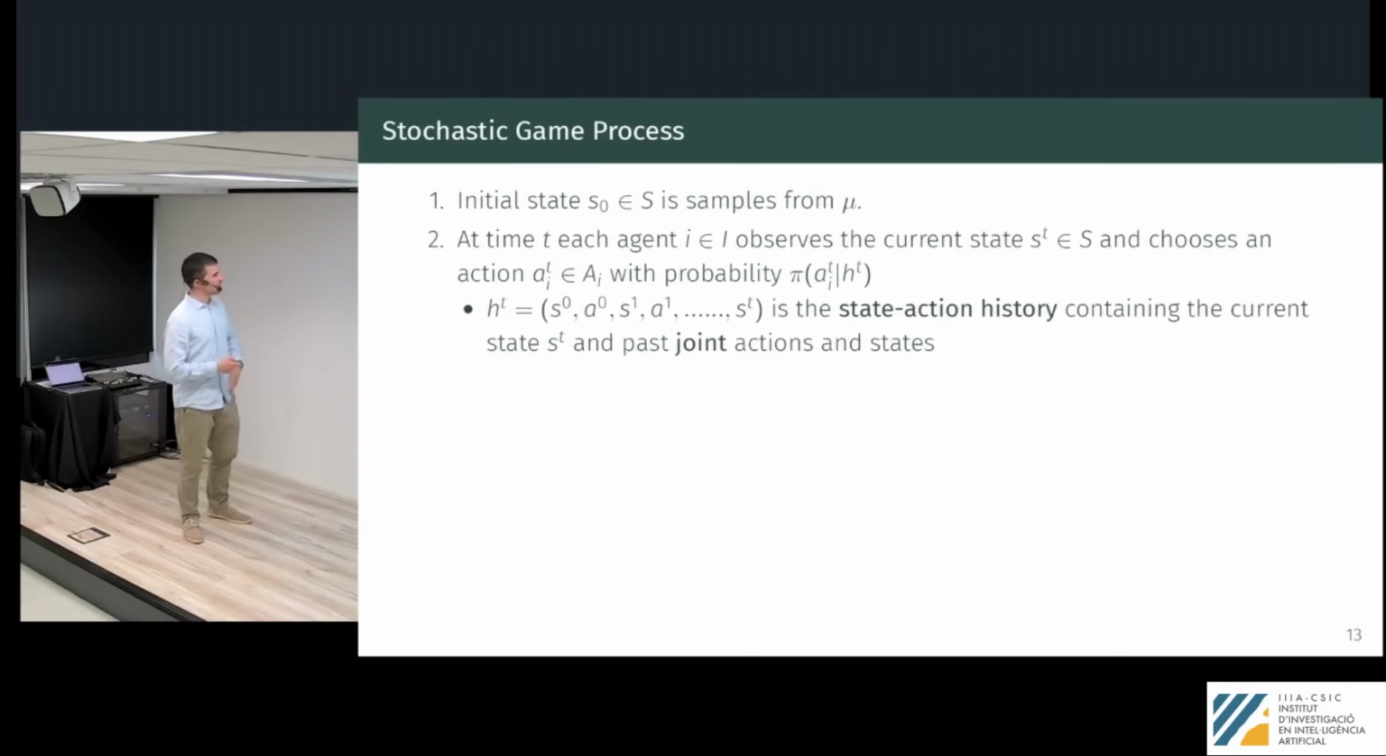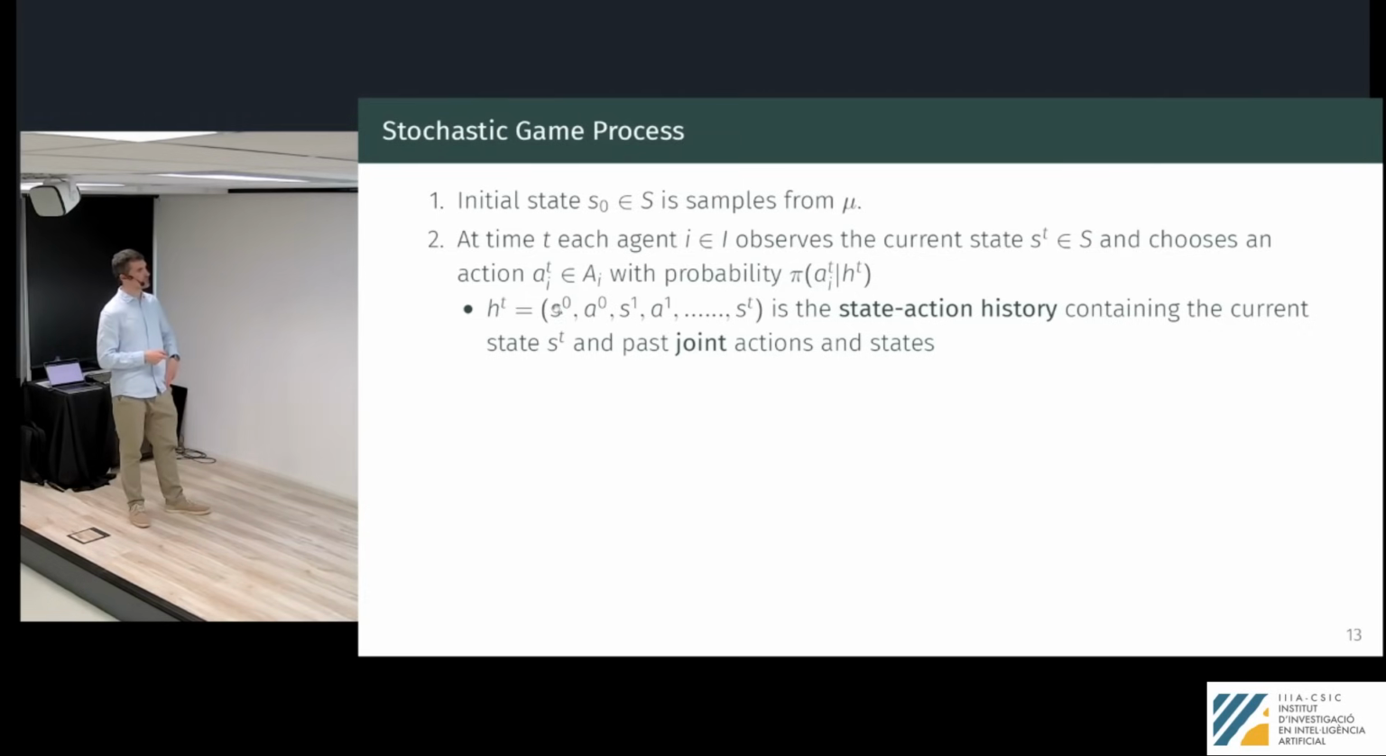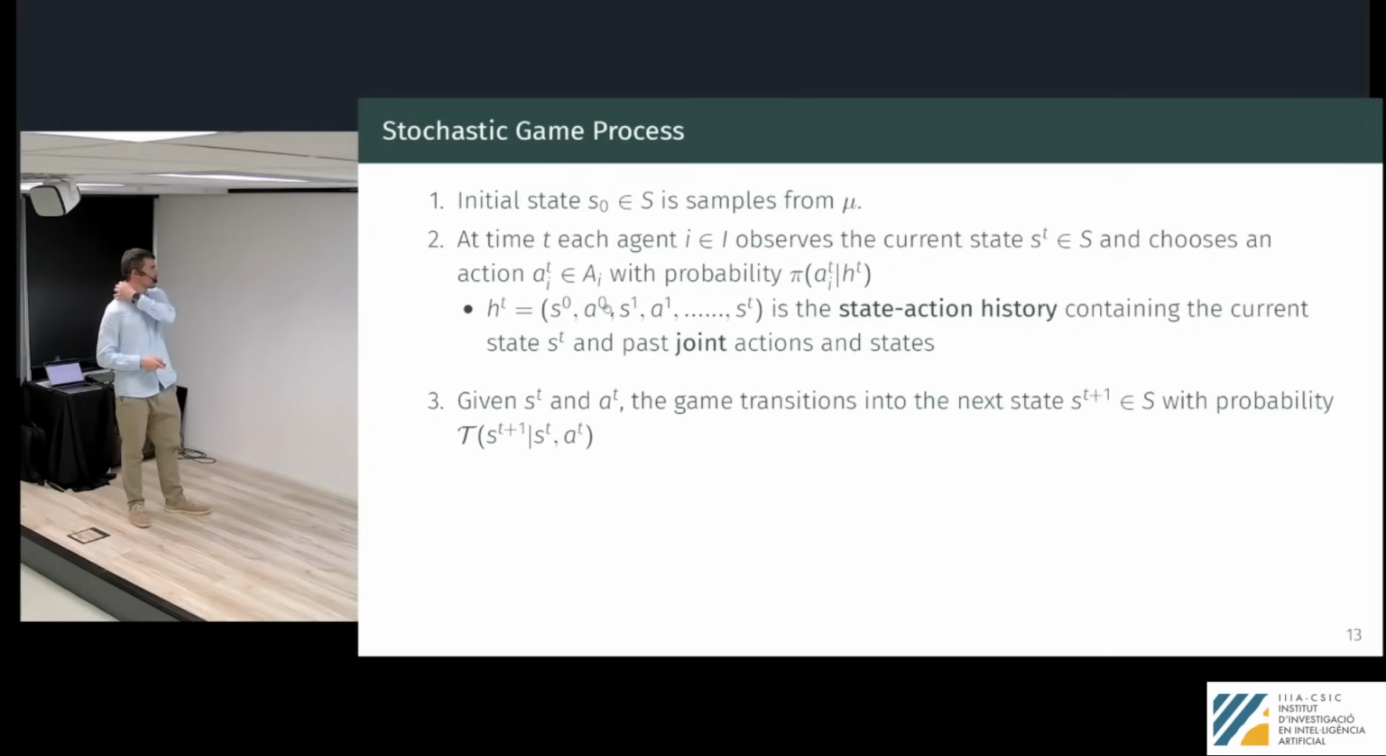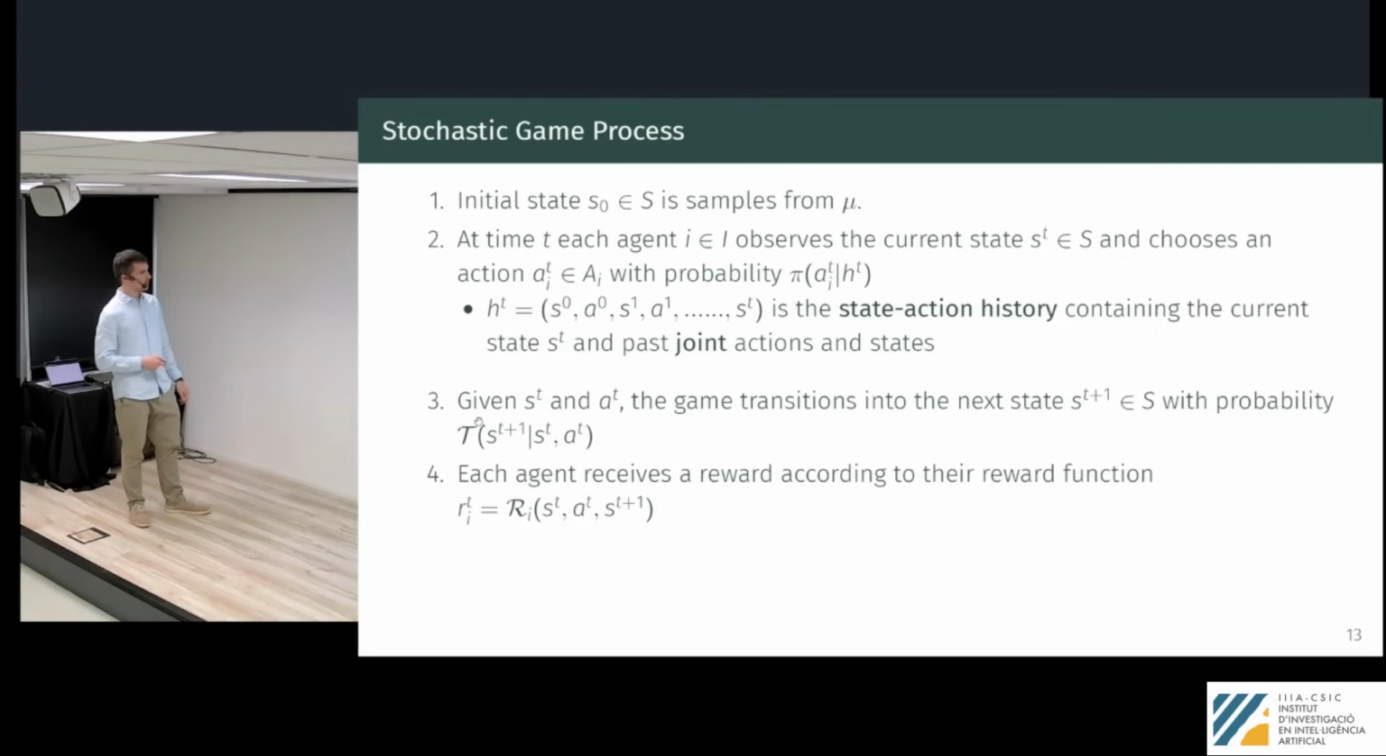All right, and then in this step, you can see that the policy is now conditioned on the state action history, which means all the past states and all the past joint actions that were executed. Because every agent can see everything, they can also condition on the entire past. Then, given the current state and the joint action selected by the agents, we move into a successor state s_{t+1} with a probability defined by the state transition probabilities. And lastly, every agent receives a reward, defined by its reward function, which is a mapping from the state and joint action to the successor state.